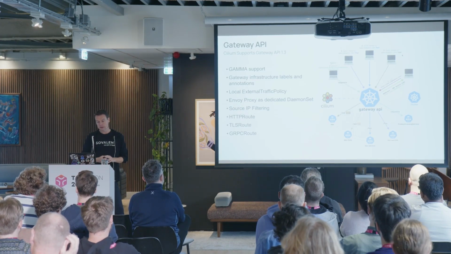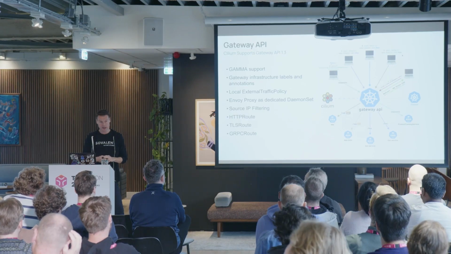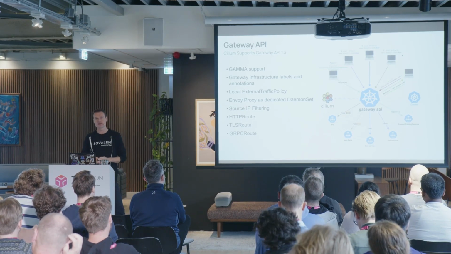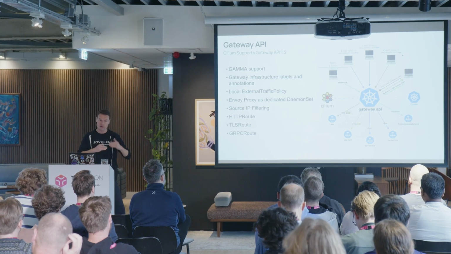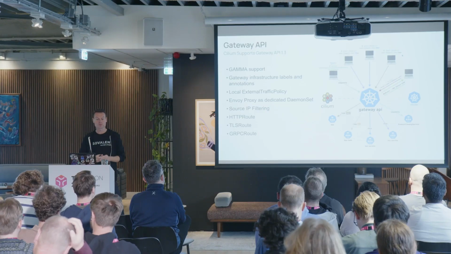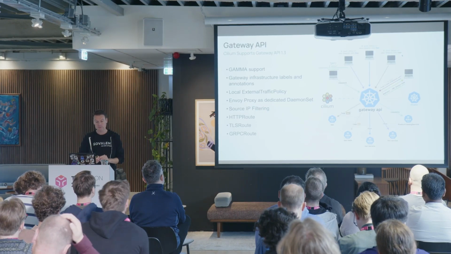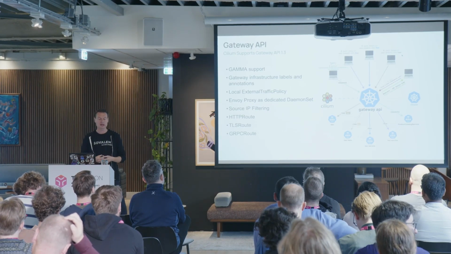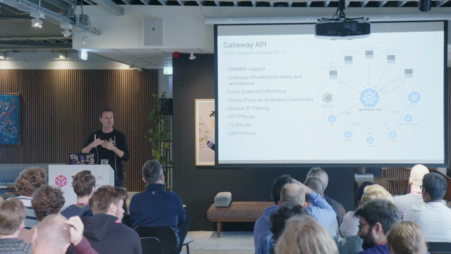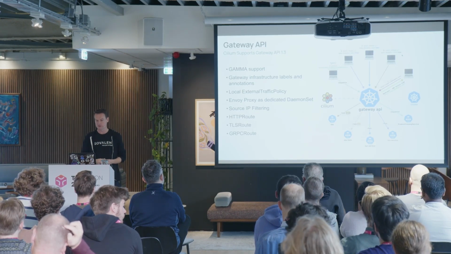We also support Gateway API 1.3 today. So if you want to use the latest features there, we support 1.3 and we try to follow up with each subsequent release of Gateway API. We already support GAMMA. Today I'm going to focus specifically on the gateway infrastructure labels and annotations because that integrates with the other solutions I'm presenting today.